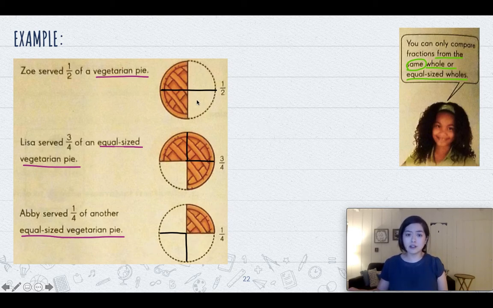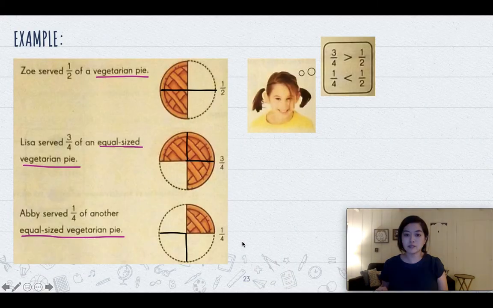Now these are great models with equal size wholes. Now we can compare the fractions. From here, we can see easily who served the most pie. We can also see easily who served the least amount of pie. I see that 3/4 here is greater than 1/2, and 1/4 here is less than 1/2.